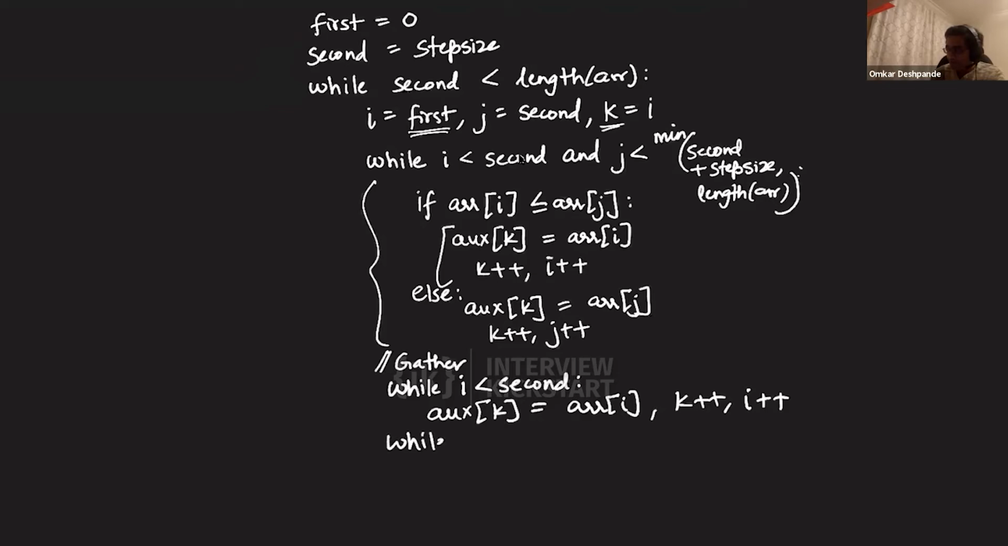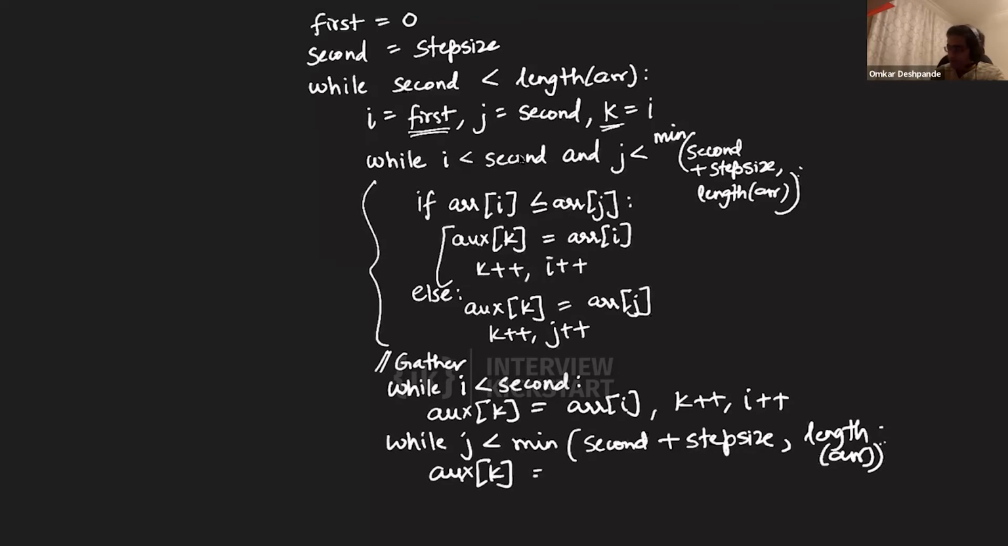Likewise, if it so happened that the j pointer was still within the legal boundaries of its subarray, I'm just copying that here from here. Then I'm gathering the elements from the right subarray into the auxiliary output.